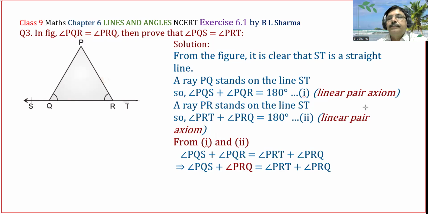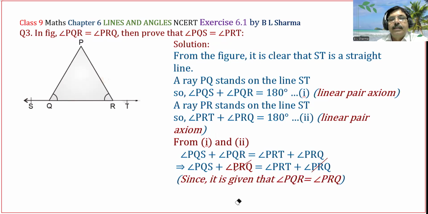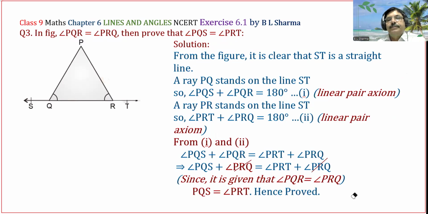But now see, angle PRQ is equal to angle PRQ. Cancel दोनों. So what is left? Angle PQS is equal to angle PRT. यही प्रूव करना है. Angle PQS is equal to angle PRT. So we can write hence proved.